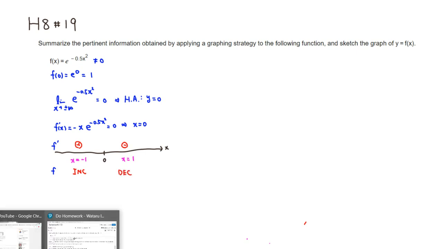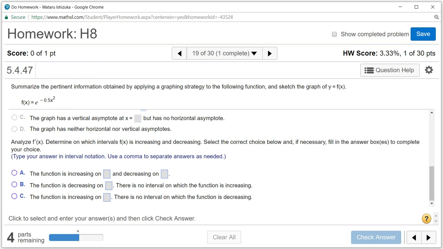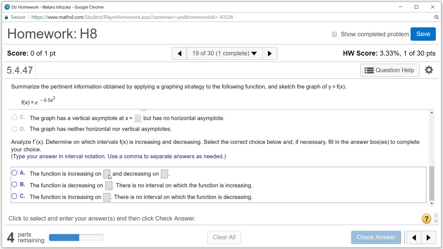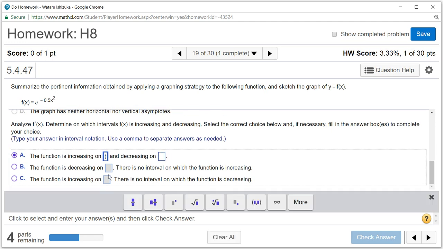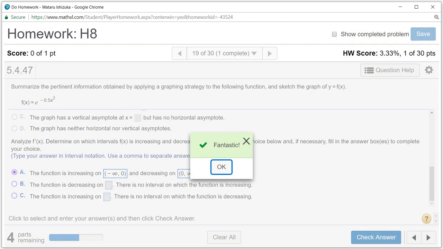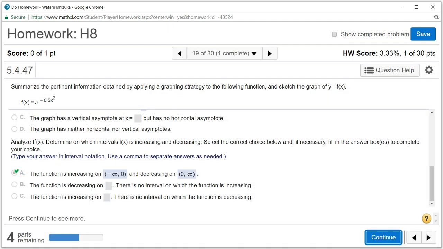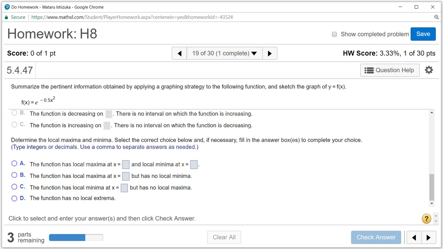So the function is increasing on the interval from negative infinity to 0, and decreasing from 0 to positive infinity. Let's check the answer. All right, we got that. I'll have to hit continue.